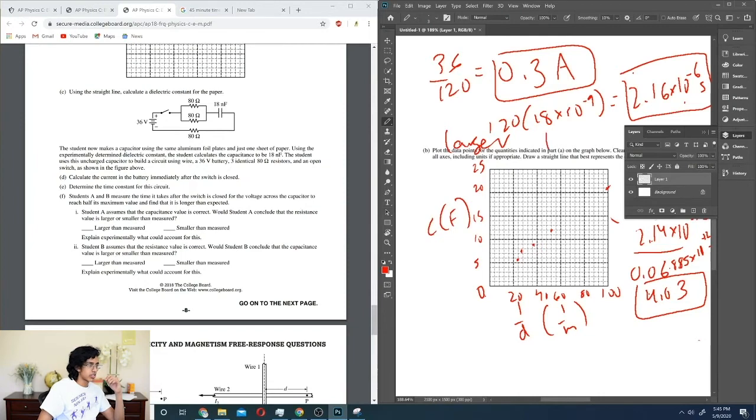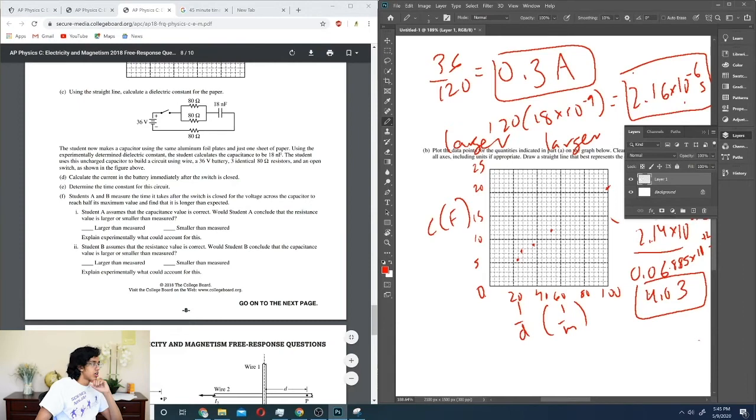Same thing, it's larger because the time constant is RC. Experimentally, what would account for it? Like internal resistance of the battery, resistance of the wires, all that good stuff. For the other one, why would the capacitance be larger?